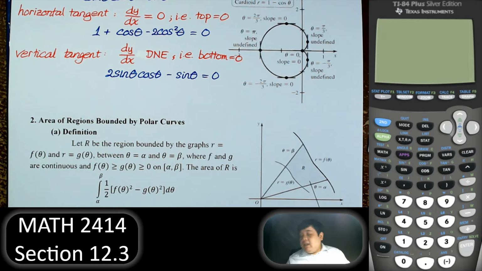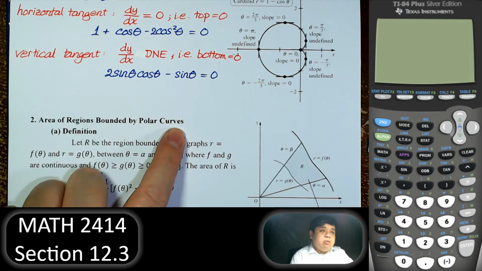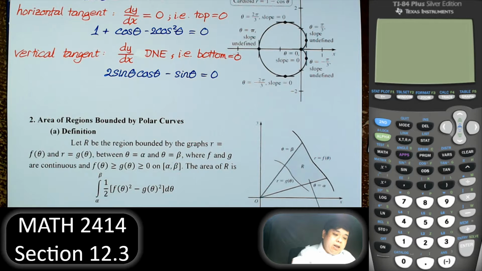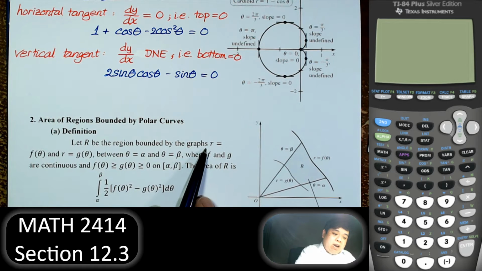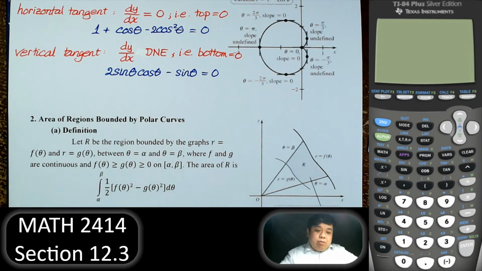So the first part of calculus is derivative, which is equivalent to the interpretation as a slope. Now we go to the second part, the integral. The interpretation, of course, is the area under the curve, but in polar form, it's quite different. Right, area of region bounded by polar curves. So first of all, polar curve, so there may be more than one. So let R be the region bounded by the graph of r equal to f of theta and r equal to g of theta. So we have two functions.